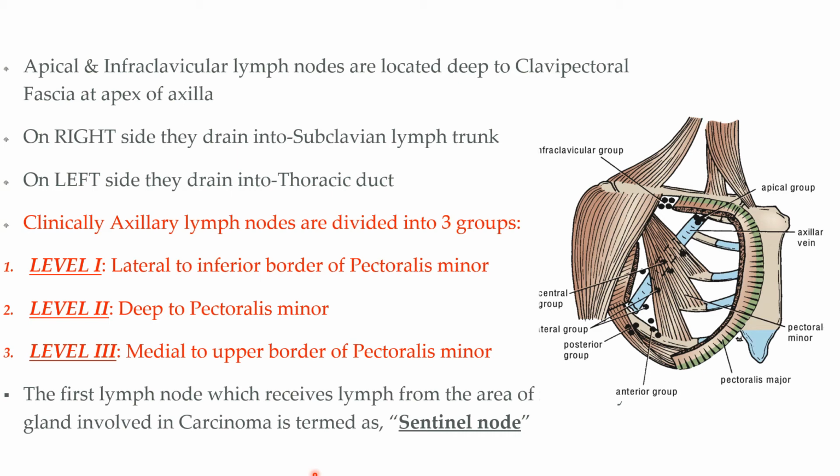Now there is a term called as sentinel node. Sentinel node implies the first lymph node which receives the lymph from the area of the mammary gland involved by carcinoma.